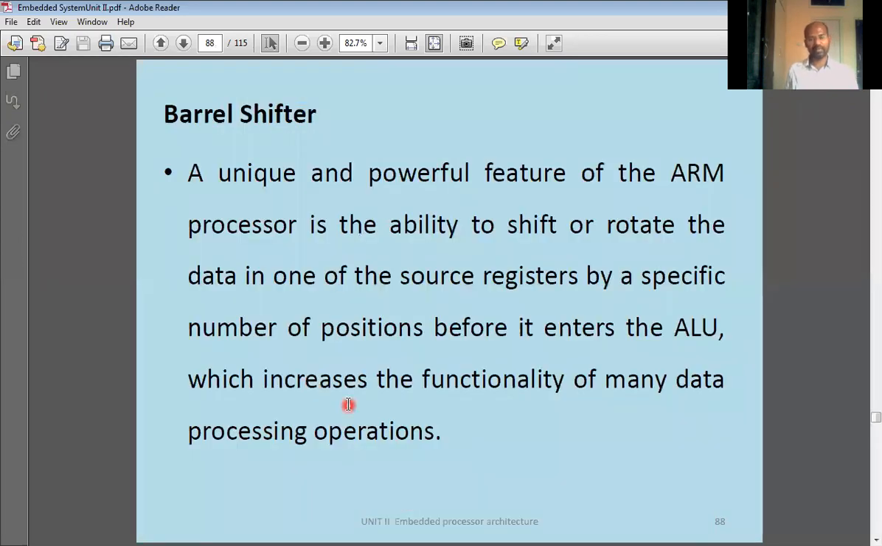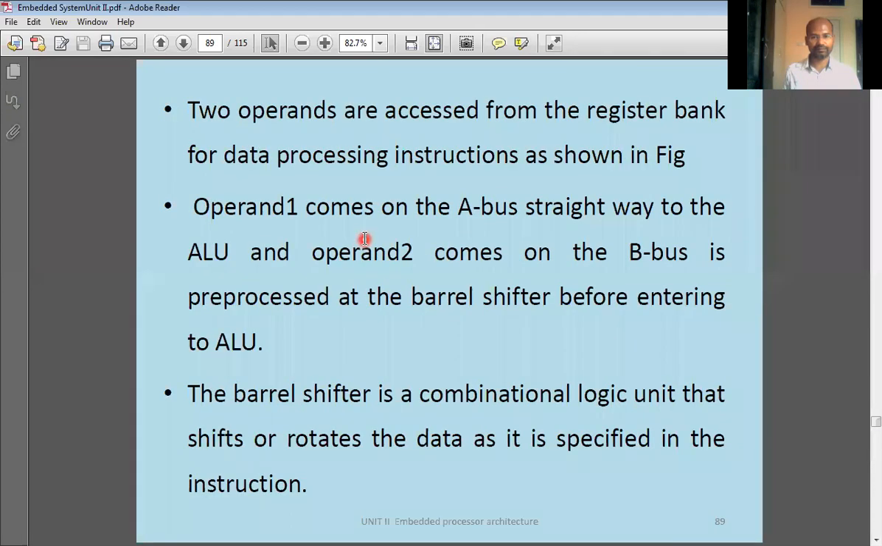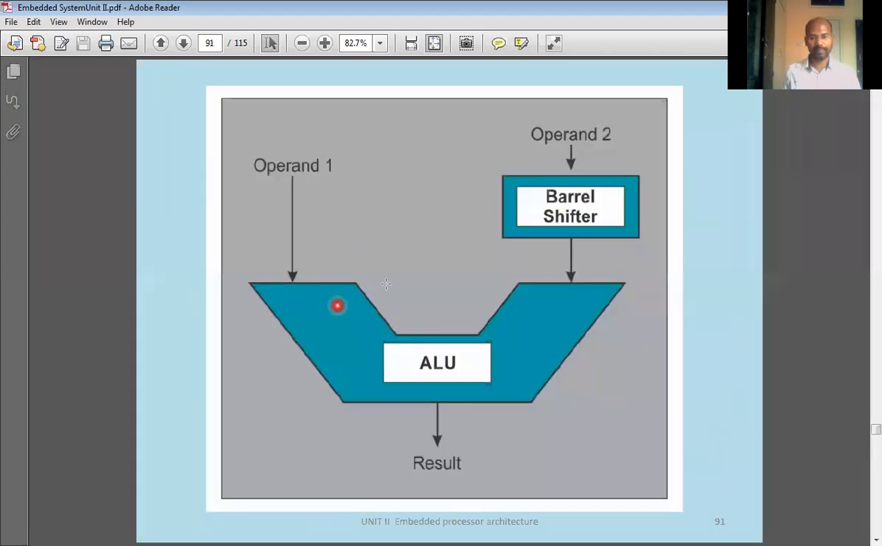Next, we begin with the instruction set. Let's begin with barrel shifter operations. There are some significant operations performed by the barrel shifter. Let's see what operations are available with it. Now see this diagram. This is the arithmetic logic unit, where all the arithmetic and logic operations are performed. It is a 32-bit ALU, and it receives two operands.